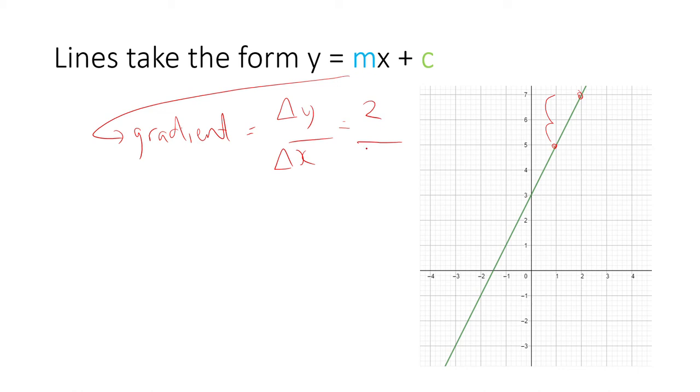And for the change in x, how much does it go across by? It goes across by 1, so 2 over 1, so the gradient of this line is 2. That means for every 1 it goes across, it goes up by 2.